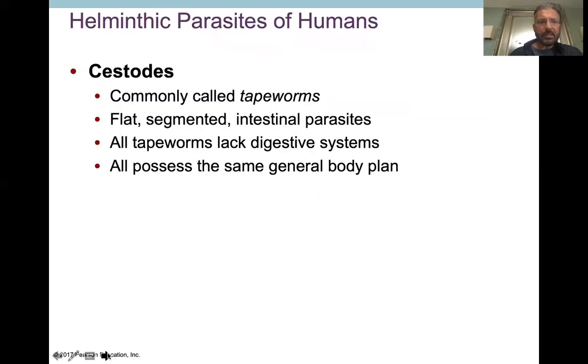So I think the last thing we should be talking about are the tapeworms. I think it's the last thing. These are cestodes. This is going to be very, very flat. These are called tapeworms. These are flat, segmented intestinal parasites. All tapeworms lack digestive systems, so they literally have to take whatever you're digesting right in for consumption. All possess the same general body plan.